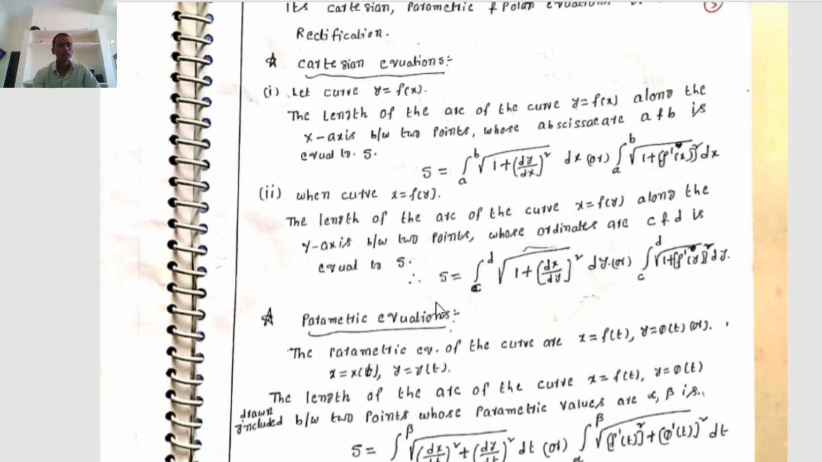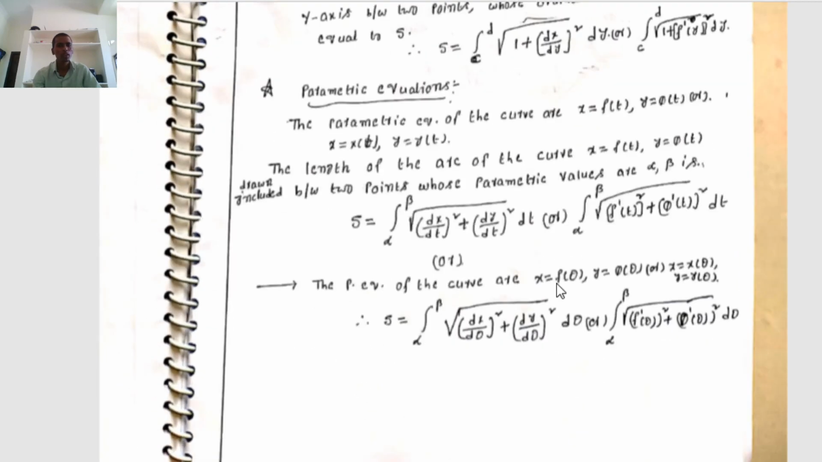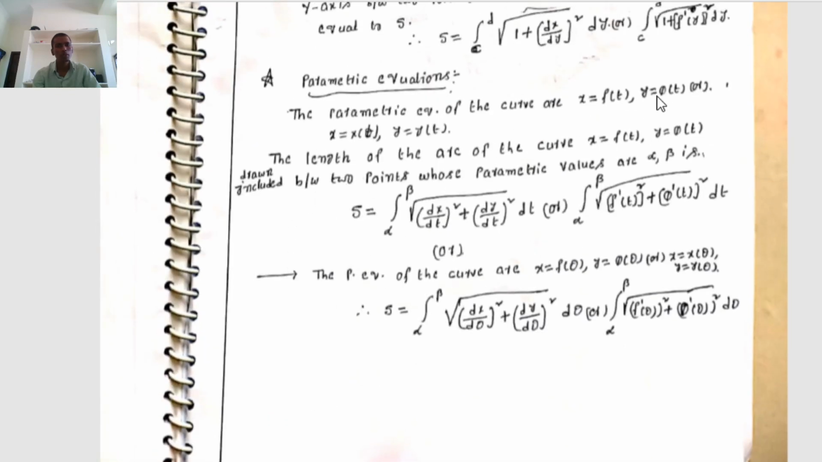Along the curve x equal to f of y, s equal to the integral from c to d of the square root of 1 plus (dx by dy) square, dy. Using the parametric equation, s equal to the integral from alpha to beta of the square root of (dx by dt) square plus (dy by dt) square, dt, or the integral from alpha to beta of the square root of (f dash of t) square plus (phi dash of t) square, dt.